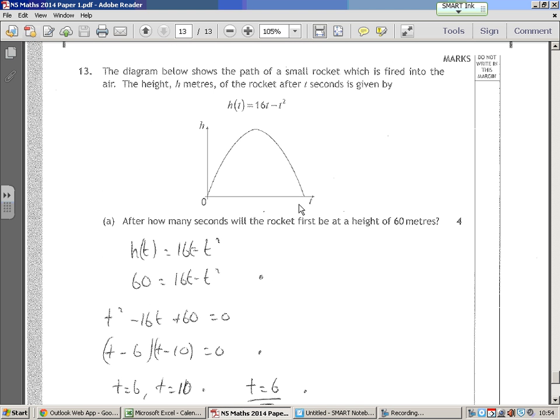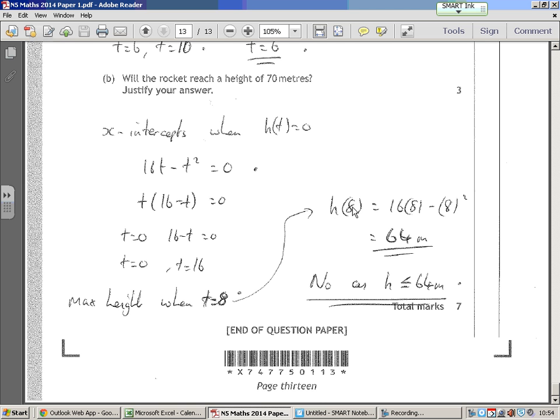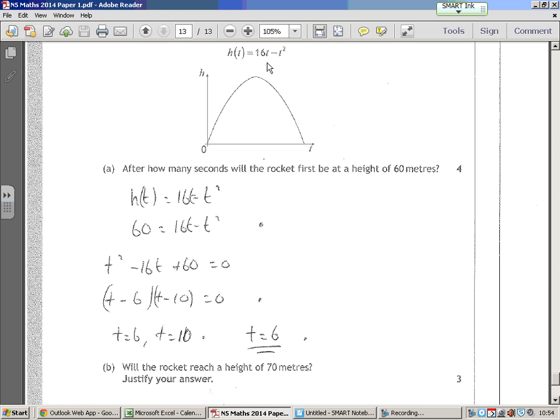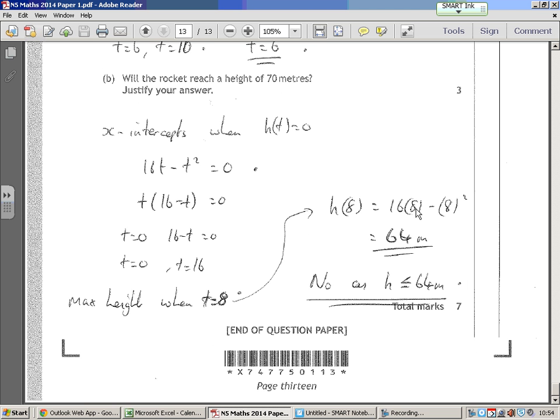So if that's 0 and that is 16, then the midpoint would be 8, time of 8. So if I just substitute 8 into here, that'll give me the maximum height. So h of 8, or the height at the time of 8 seconds, is 16 eighths subtract 8 squared. Well, that's like 16 eighths subtract 8 eighths. So that'll leave me with 8 eighths, which are 64. So it only goes to maximum height of 64 meters.